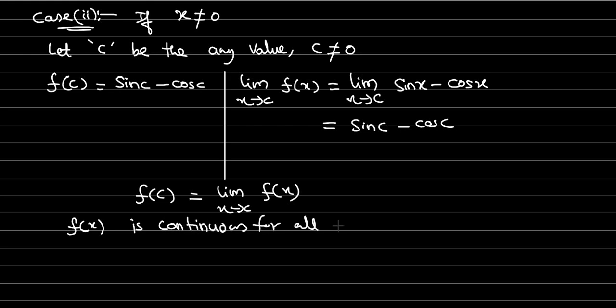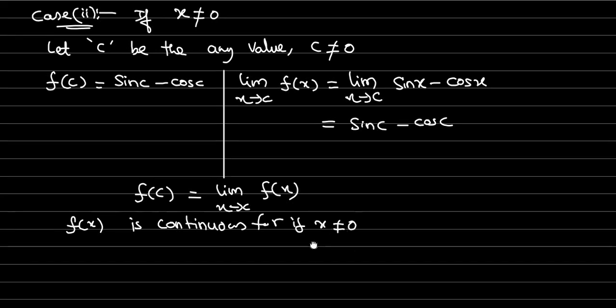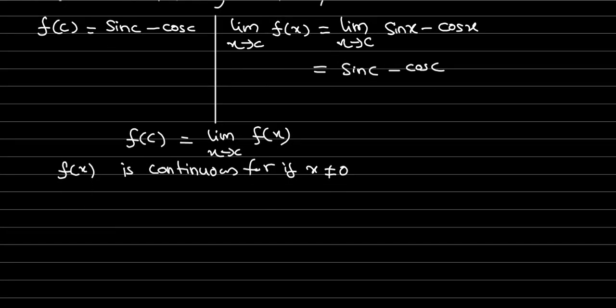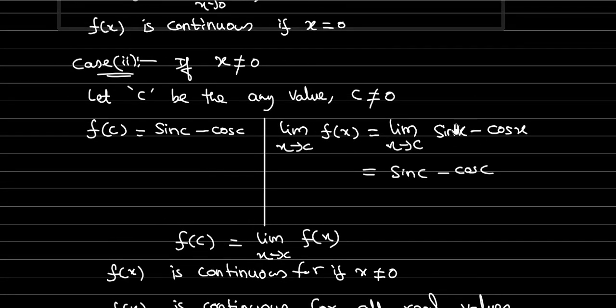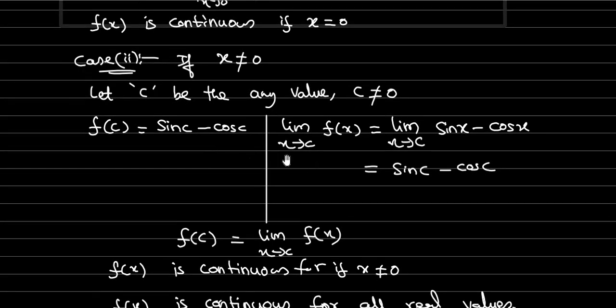for all real values. For case 2, I'll write continuous if x is not equal to 0. From both the cases, what can we conclude? f of x is continuous for all real values. And do remember, all trigonometric functions are always continuous in their domain. Now they have given sin x minus cos x, right? The difference of two continuous functions is also continuous, so we can even say it that way instead of proving this.